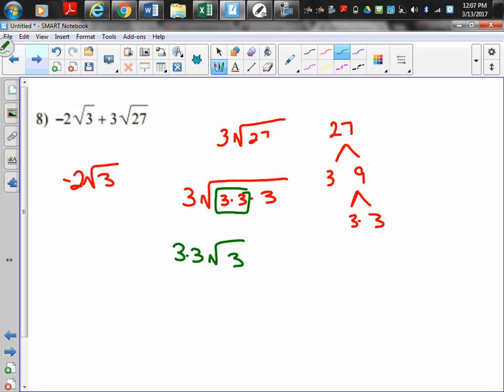So now I have negative 2 square root of 3 plus 9 square root of 3. Now can they be combined? Yeah. So negative 2 plus 9, 7 square root of 3.